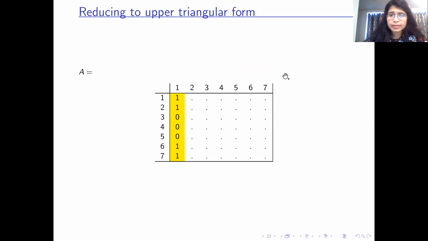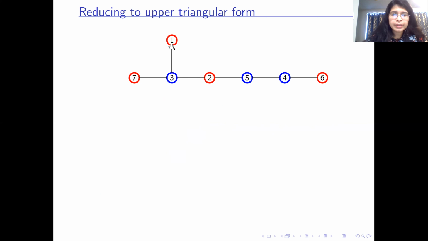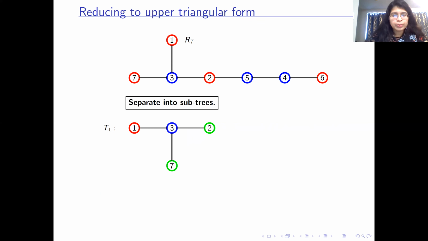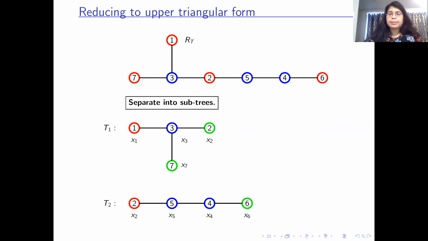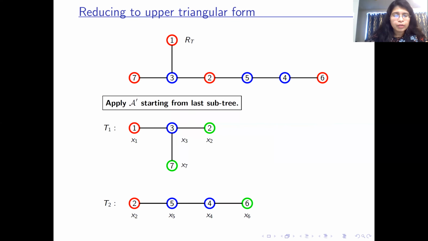For example, consider this linear transformation matrix. I'll show the reduction for one such column. So we start with the first column. Here we have 1 at rows 2, 6, and 7. So we build the following Steiner tree rooted at 1 with terminals 2, 6, 7, and 1. We separate it into subtrees in a similar fashion as I've described before, from one terminal to the next terminal. So here we get 2 subtrees, and these are the parities at the various nodes of these subtrees, especially the terminals. We apply A dash starting from the last subtree.